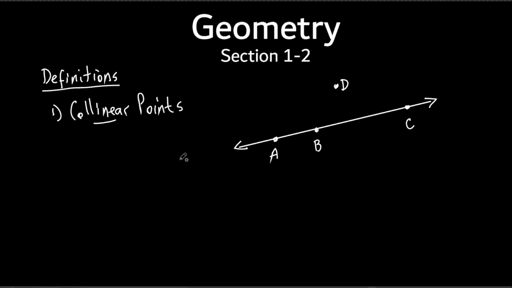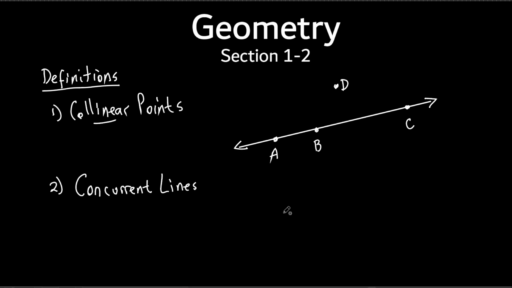Okay. So that's collinear points. Number 2 is concurrent lines. There's that CO again, but it's a con this time. Concurrent lines. If you look up the word concurrent, I don't know the exact definition of it, but it kind of means like at the same time, or they happen simultaneously. I never looked it up, but that's kind of what it means.